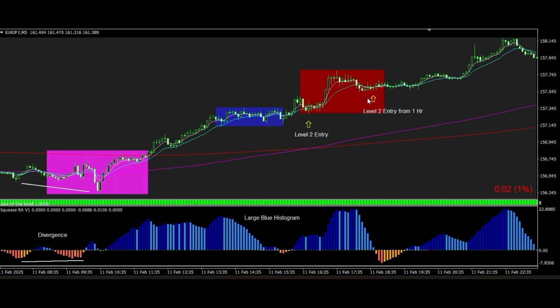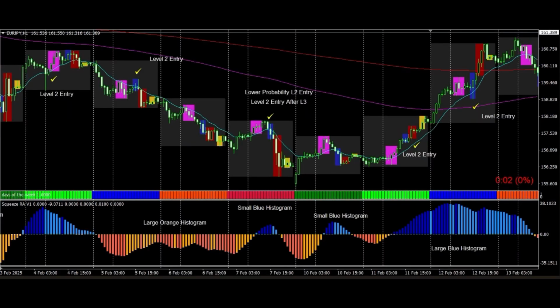Or you can wait for the 1 hour level 2 entry as price hits the 50% level and then closes above the 5 EMA. And then that's your move for the rest of the day. And you have this large blue histogram happening on the 5-minute and on the 1 hour. This level 2 entry happens after price actually took out the origin of level 2. We see we have level 2 here, and then level 3, then we have a level 1 and a level 2. And then the origin of level 2 is right here.